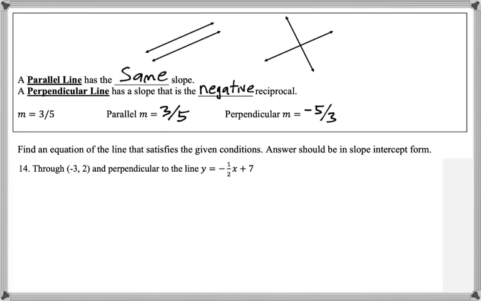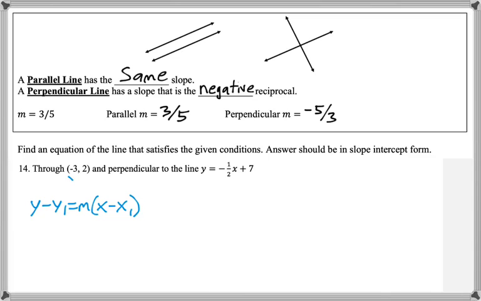Find an equation of the line that satisfies the given conditions, and the answer should be in slope-intercept form. So my line is going through the point -3, 2, and my line is perpendicular to the line y is equal to -1/2 x plus 7. So I want to use point-slope form and then simplify that answer into slope-intercept form.